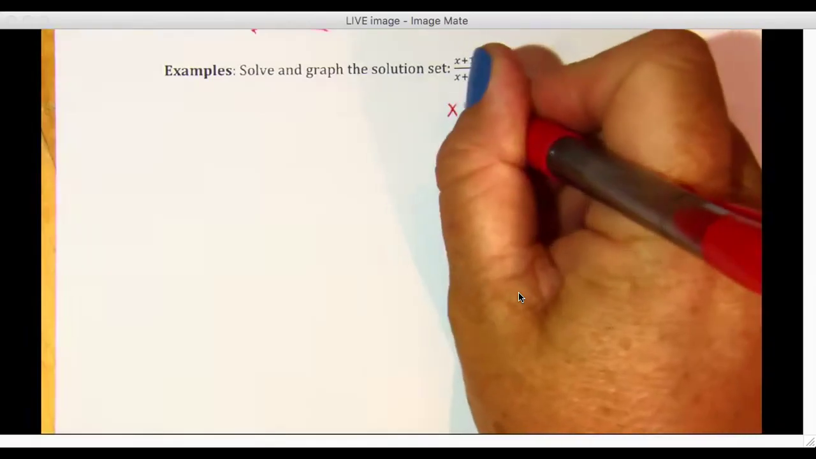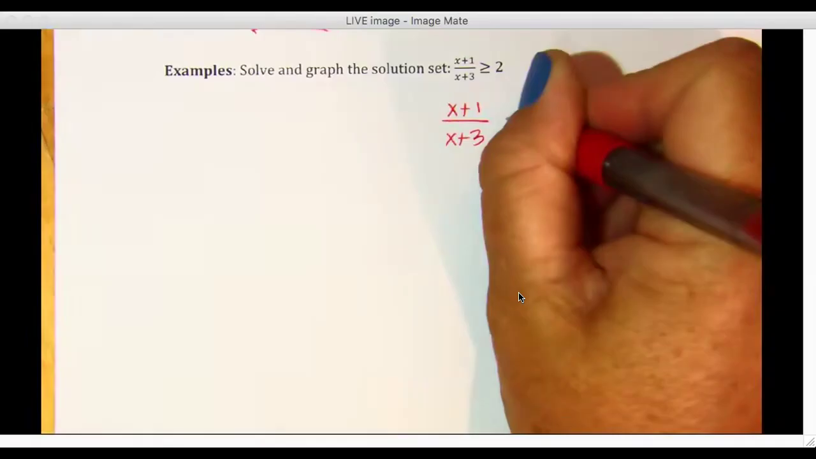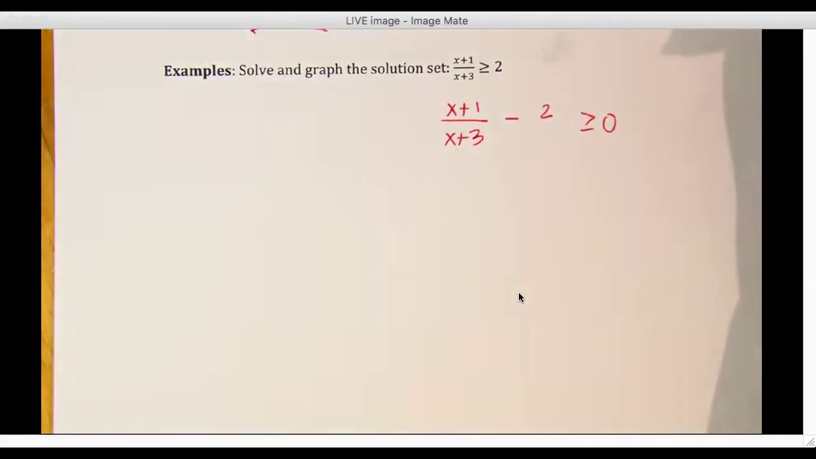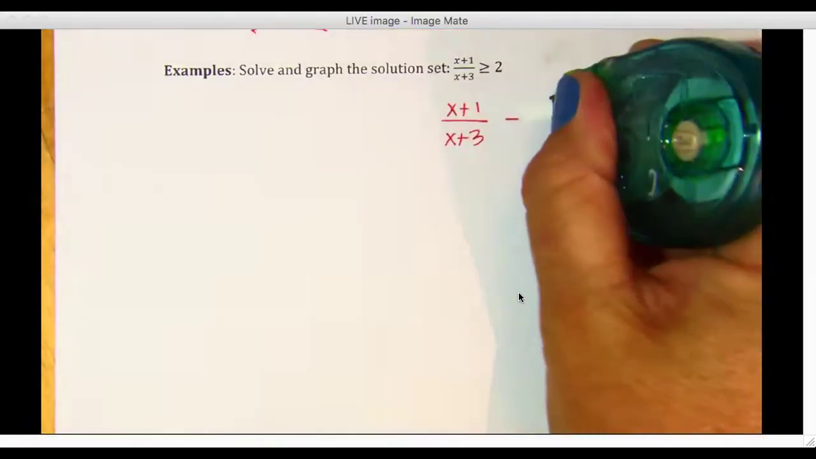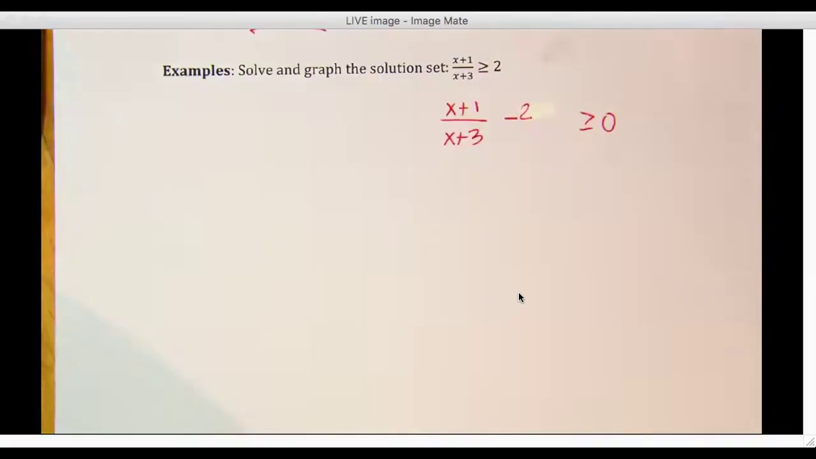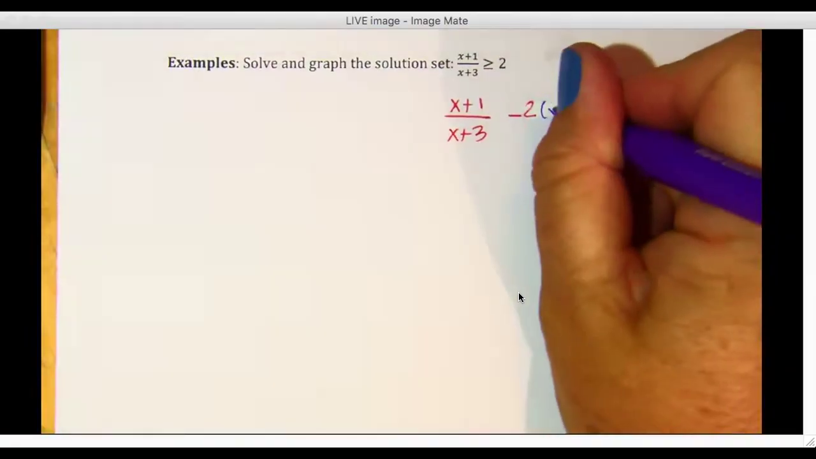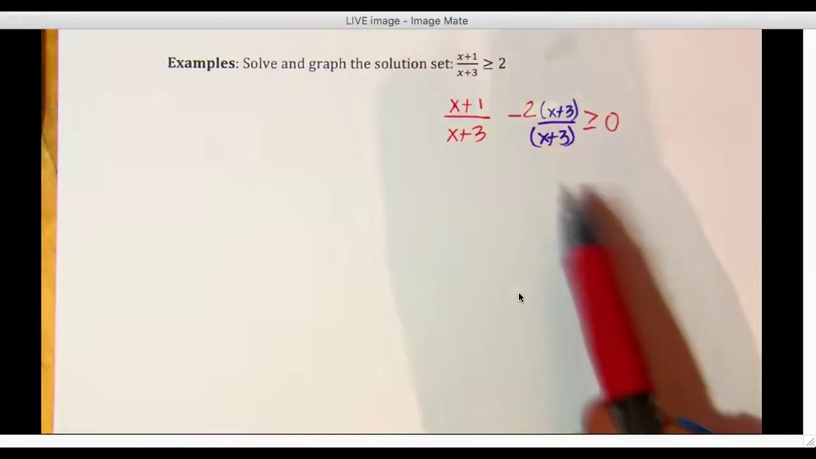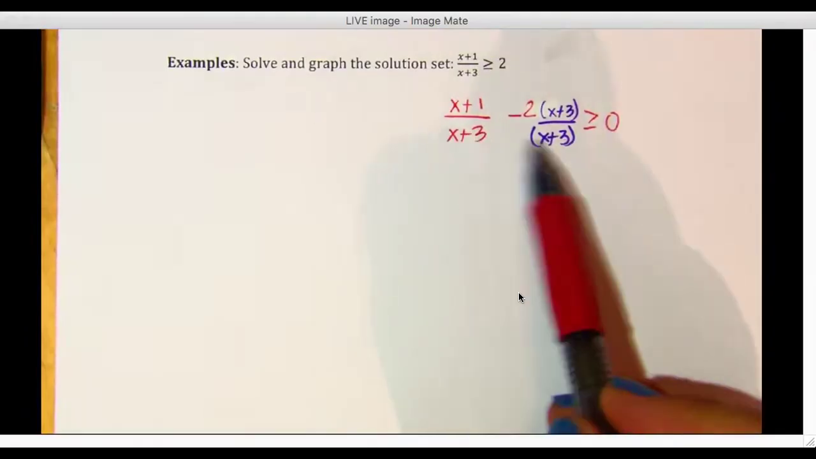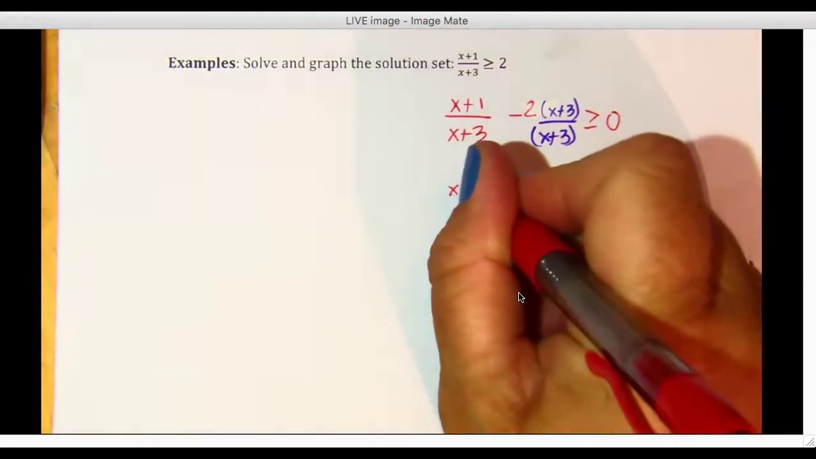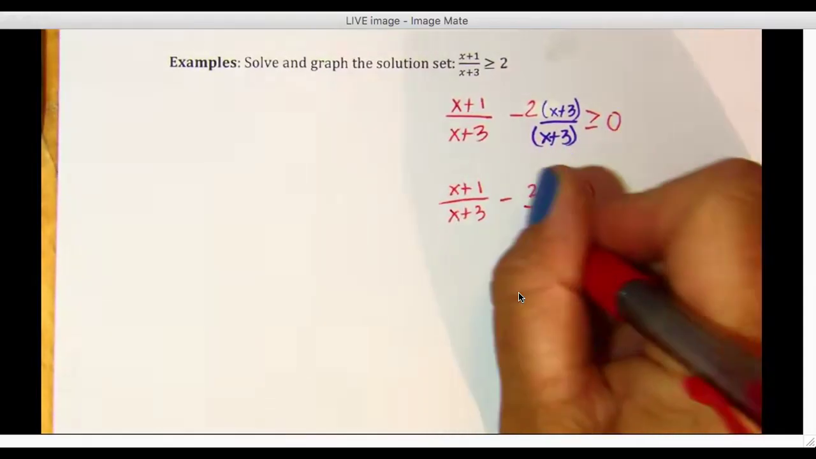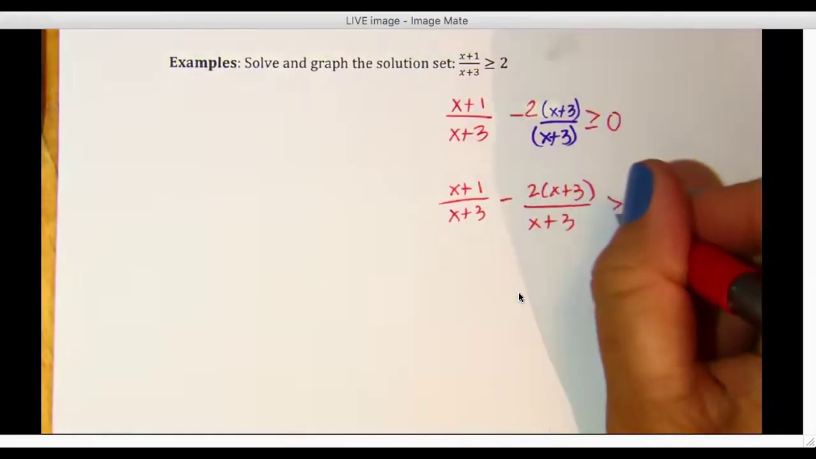Subtracting 2 to the other side, I have (x+1)/(x+3) - 2. So I've just subtracted 2 to the other side. I need this side to be a single fraction. So instead of just having this 2 here, I need to create a common denominator. So I'm going to multiply on top and bottom by (x+3)/(x+3). And the reason I'm doing that is because the denominator over here is x+3, and this gives me a common denominator. So I have (x+1)/(x+3) - 2 times (x+3)/(x+3) greater than or equal to 0.